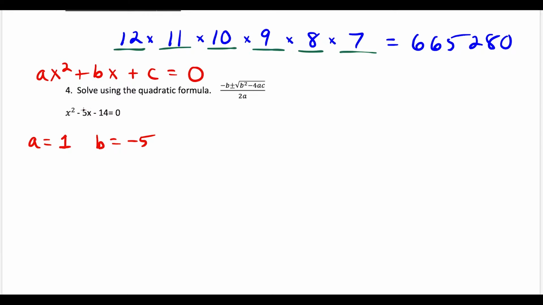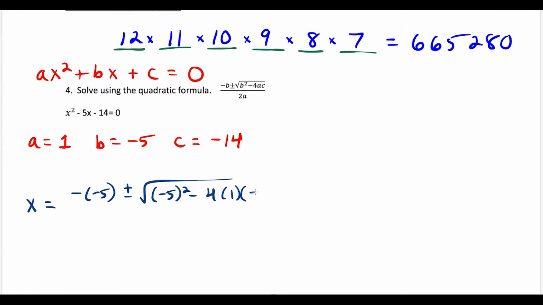A common mistake is that people just say 5, but notice it's plus bx. So the fact that there's a minus 5 tells us the minus has to be included when we define our b term. And then the constant at the end is minus 14. So now what we're going to do is plug into this formula. We have x equals negative b, which would give us negative negative 5. And then we have plus or minus the square root of b squared minus 4 times a times c, and c is equal to negative 14. And we're dividing all of this by 2 times a.